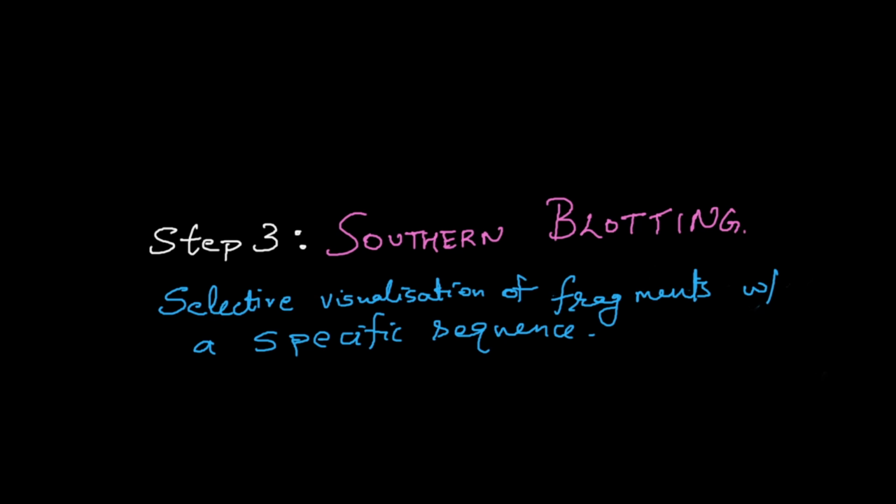And what Southern blotting allows you to do is selectively visualize fragments of the DNA with a specific sequence. So what this means is that you have a specific sequence in mind, and instead of just adding a dye that binds to any DNA and gives out fluorescence, you have a way to very selectively give out fluorescence when a specific sequence is found.